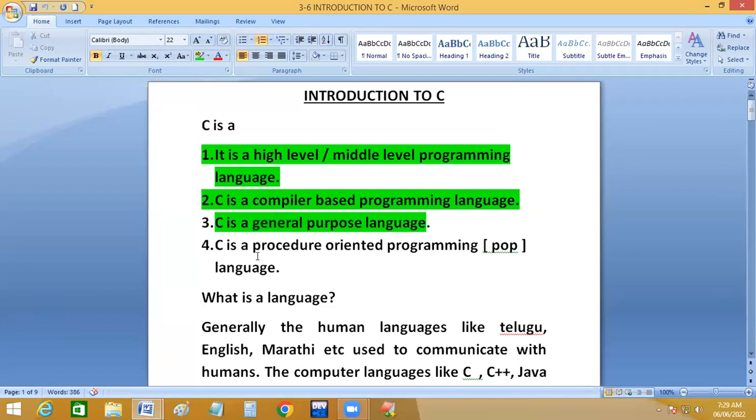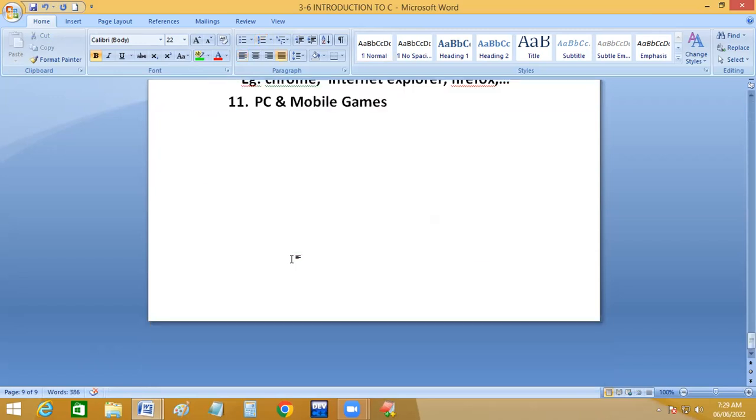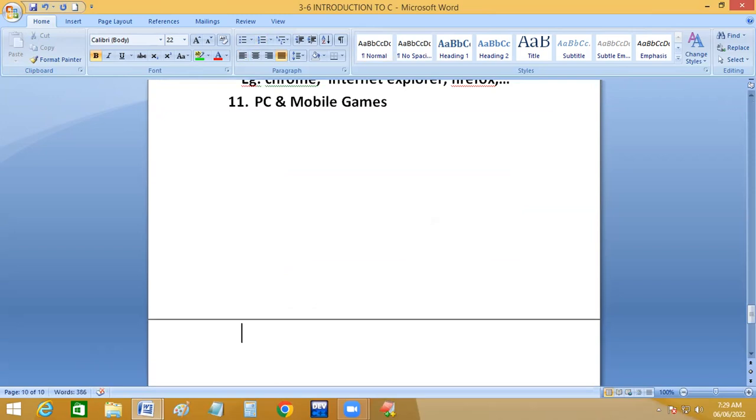Next, the important point: why is C called a procedure oriented programming language? What is meant by procedure oriented programming language? Today we are going to discuss the POP concept. POP full form is what? Procedure oriented programming language. Now, what is meant by POP? It is one of the important concepts. Everyone listen carefully.